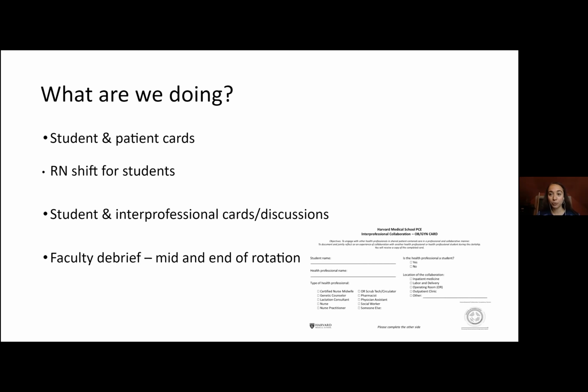Also, our first year students at Harvard Medical School are doing student-patient interactions where they sit down with the patient and have a conversation about the care providers on their team and what it means to have an interprofessional team take care of you.